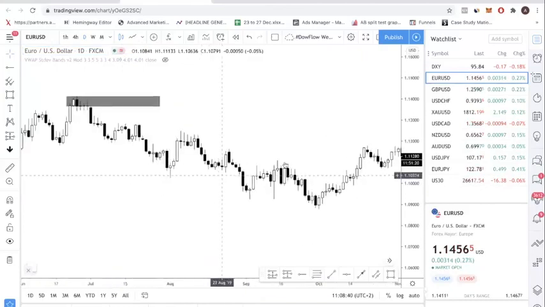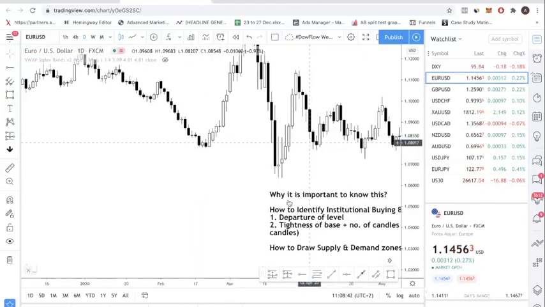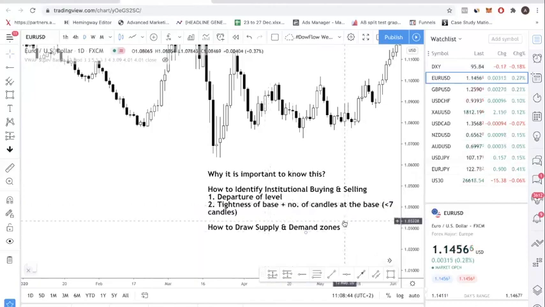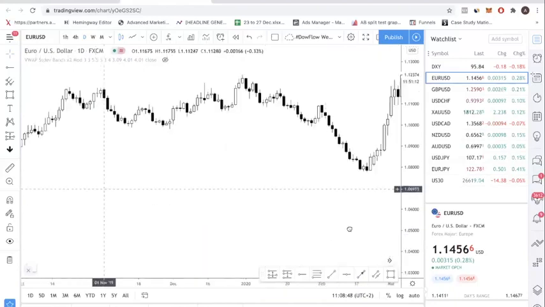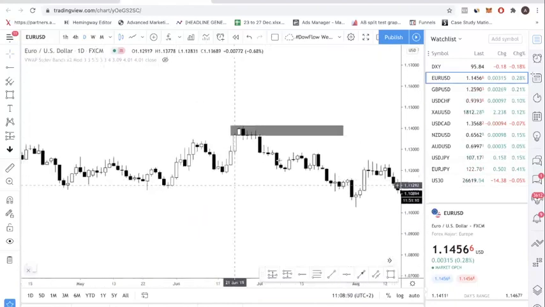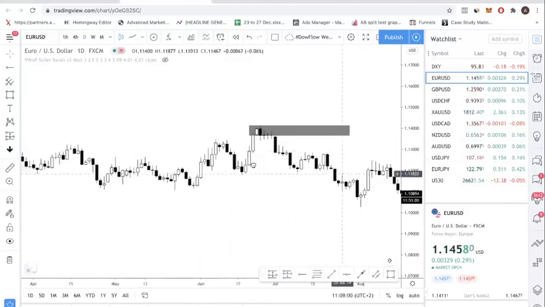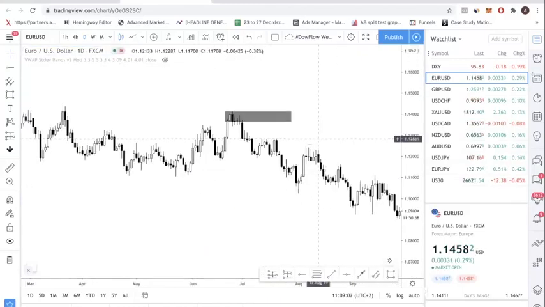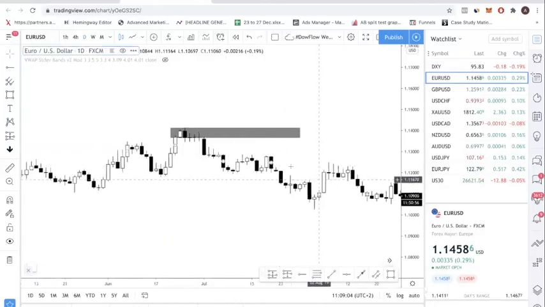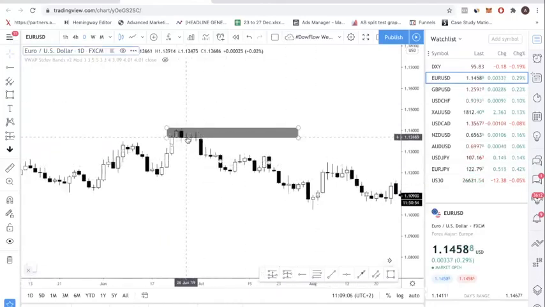From the departure, you can see that. The next one I talk about is we want to look at the tightness of the base and the number of candles at the base. In this case, let's go back up and count: 1, 2, 3, 4, 5. So 5 is fewer than the 7 candle rule, so this is a strong level. It's a very strong level. And so how do you draw it? You identify this is a very good point, but how do you draw it?